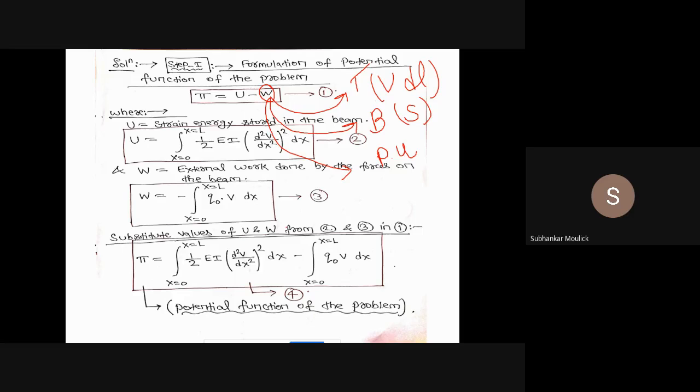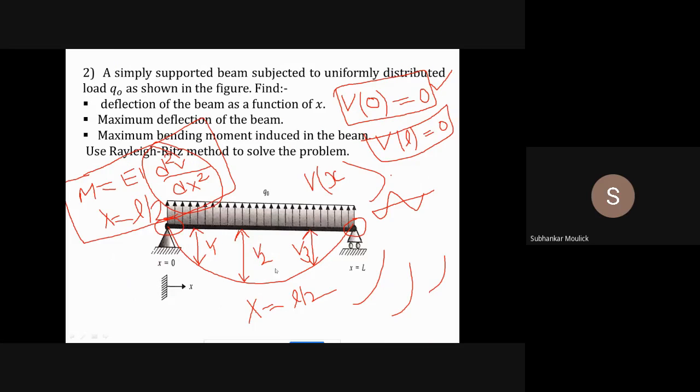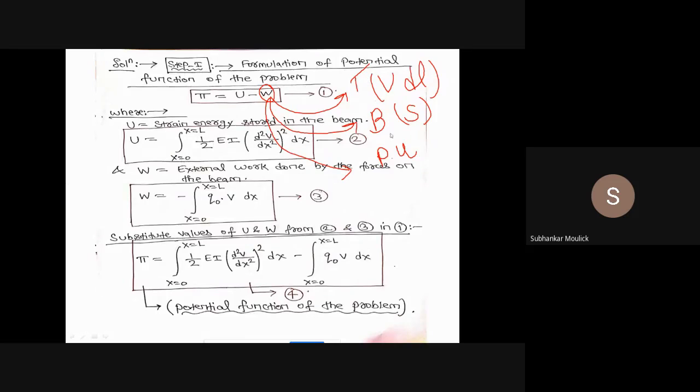So can you tell me for this particular problem which component I have to take in account to get the value of W? For this problem, which component of W will I use to get the value of W? Hello. Sir, vertical component.